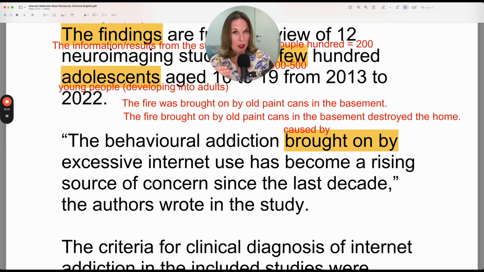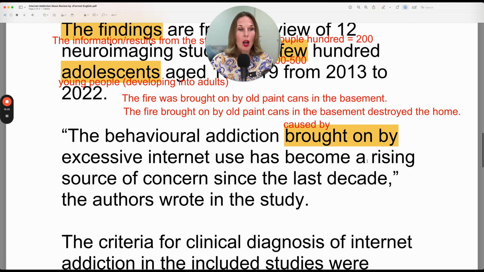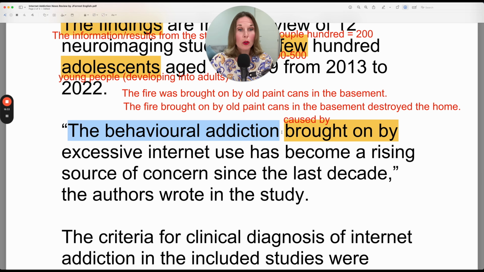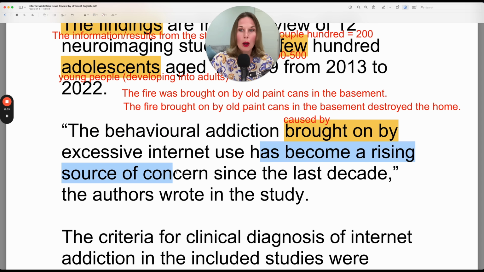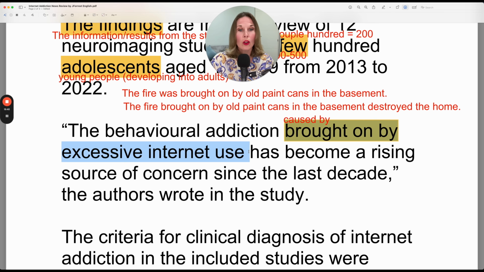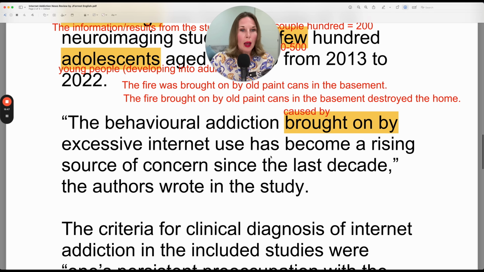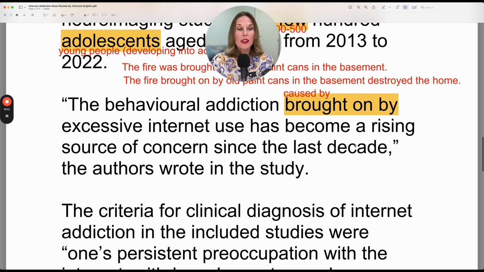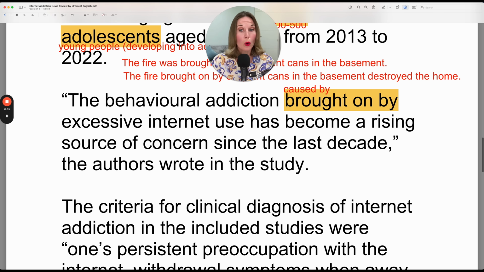caused the addiction, has become a rising source of concern. So here you could say the behavioral addiction has become a rising source of concern. And then this is just the additional information telling you where the addiction came from. What was it caused by? Has become a rising source of concern since the last decade. The authors, plural, the authors wrote in the study.